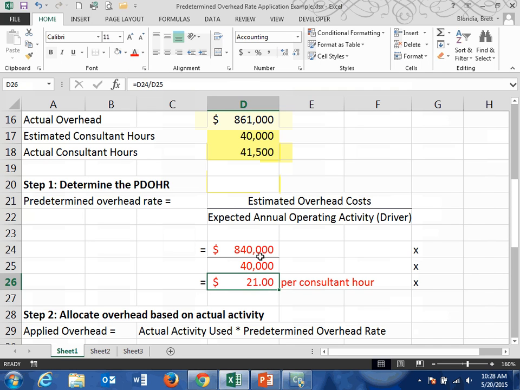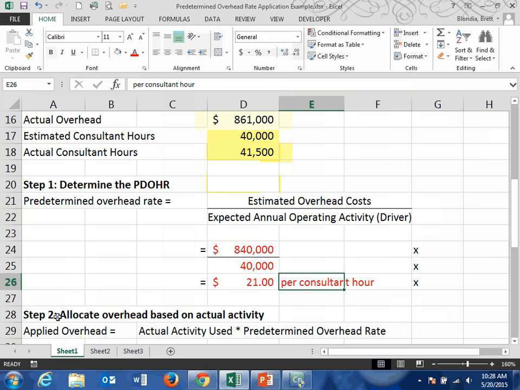Okay, so that's step 1. Take your estimated overhead and divide it by your estimated activity driver, and that will give you your rate per either hour or per dollar of labor. In this case, we're doing consultant hours, so it's $21 per hour.